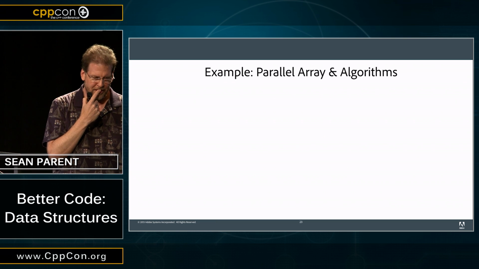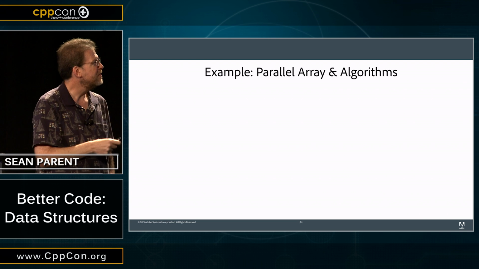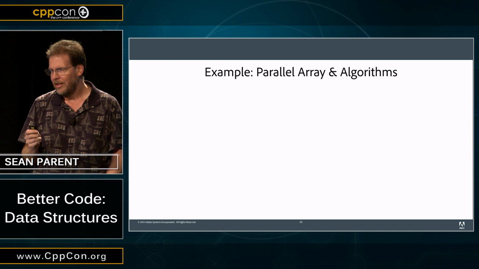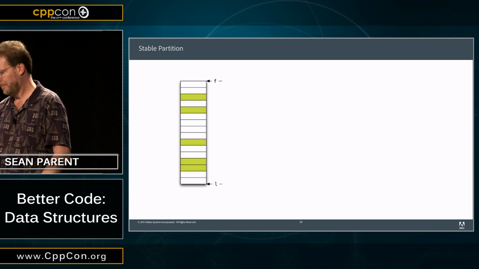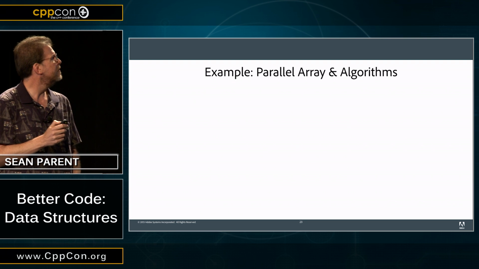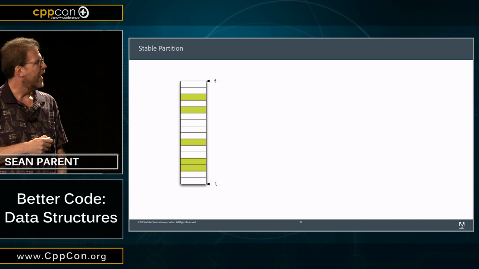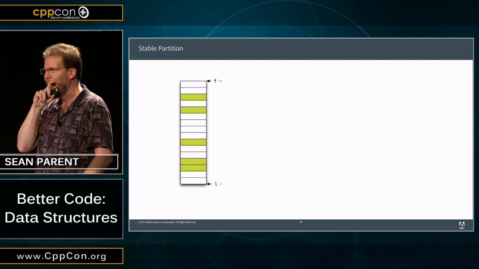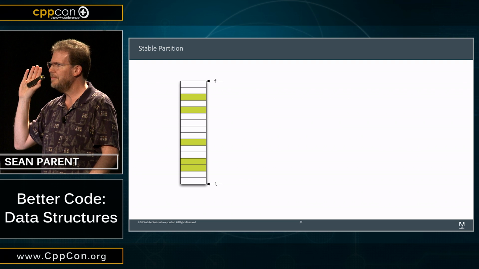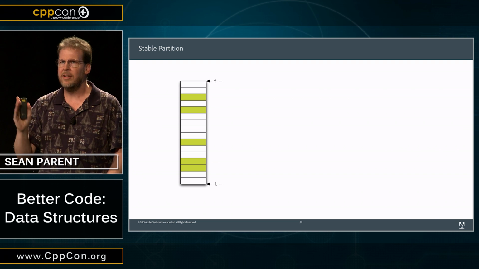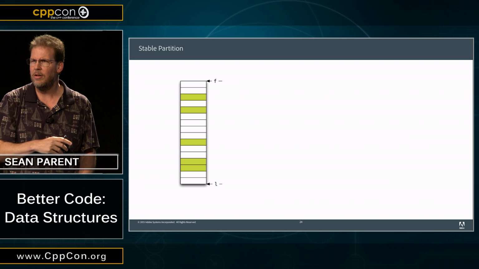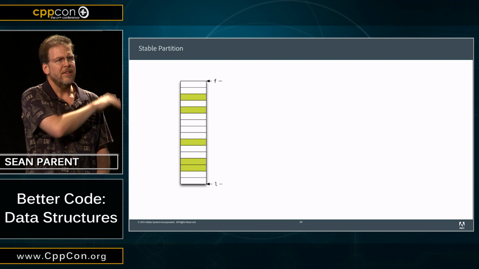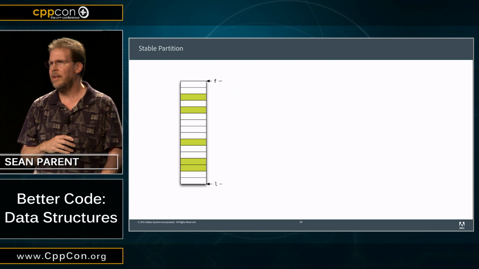So I want to give some examples here. The first example is utilizing parallel arrays with algorithms. Okay. If you saw my C++ Seasoning talk, I gave an example of an algorithm called gather, which comes from Marshall Clow, that uses two instances of stable partition in an interesting way.